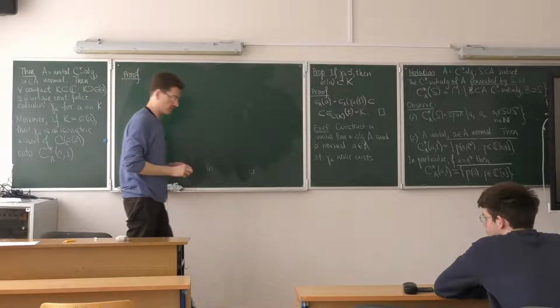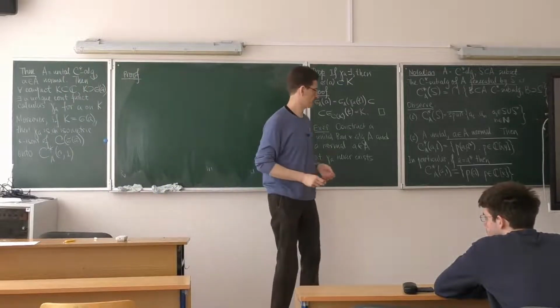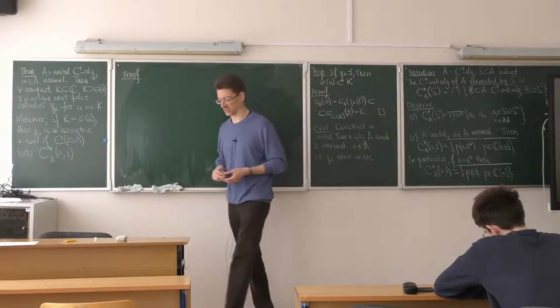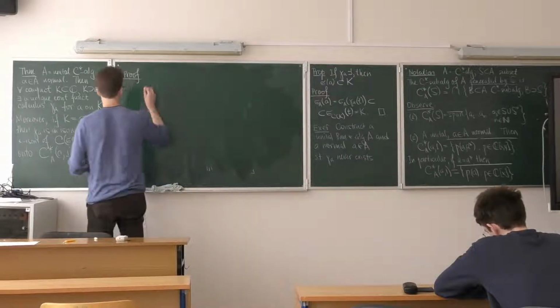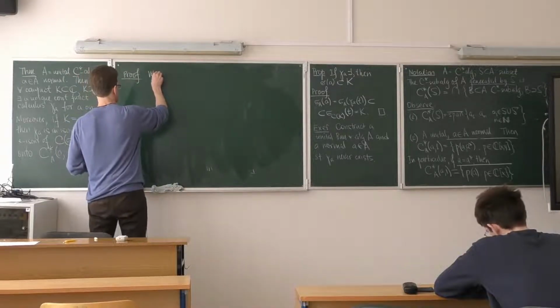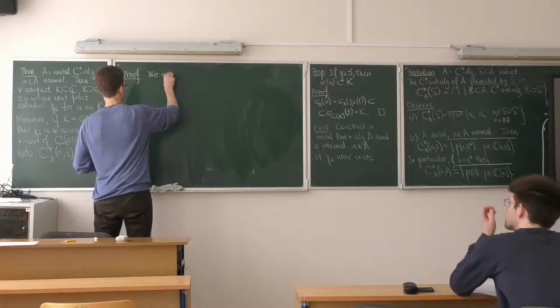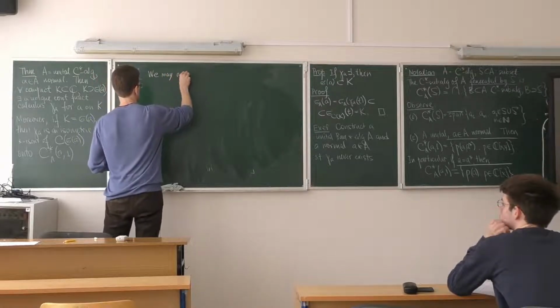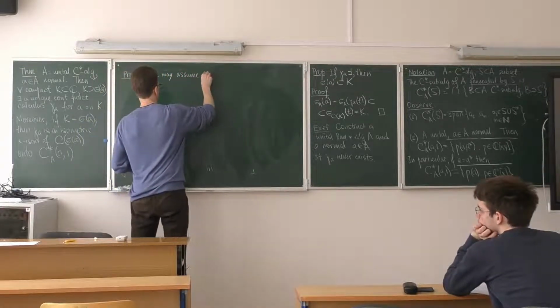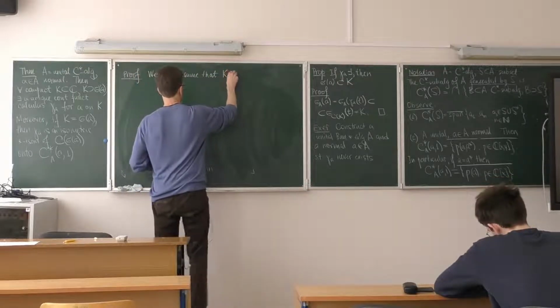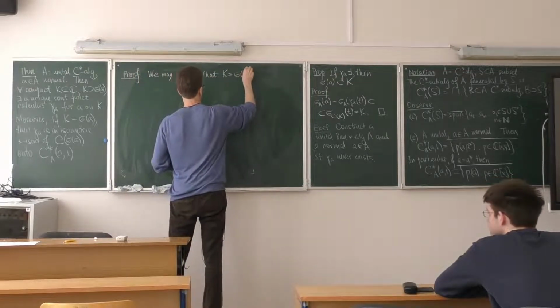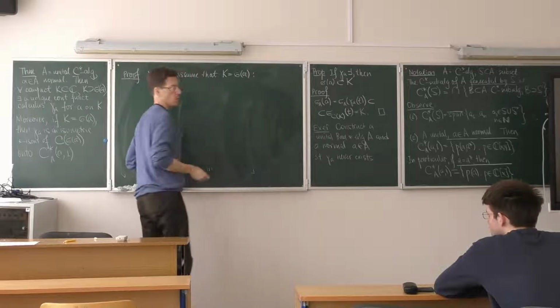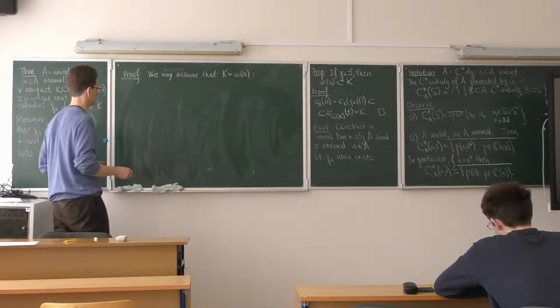Now, to prove this theorem, let's observe that we may assume from the very beginning that K is exactly the spectrum. In the general case, K contains the spectrum. But we may assume that K is exactly the spectrum of A. Well, indeed, why is it so?